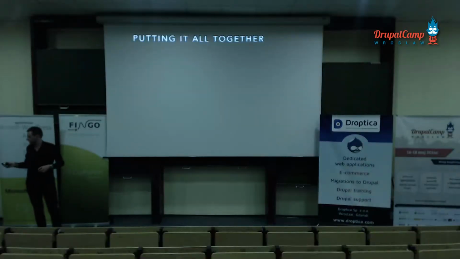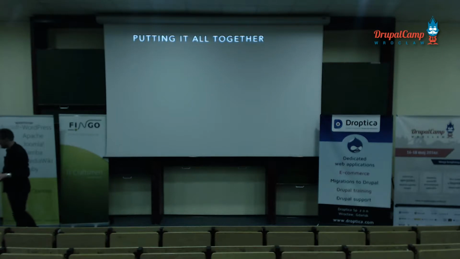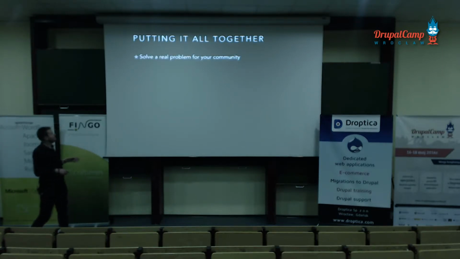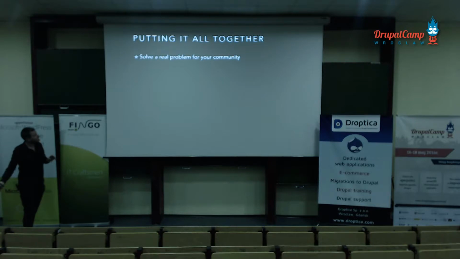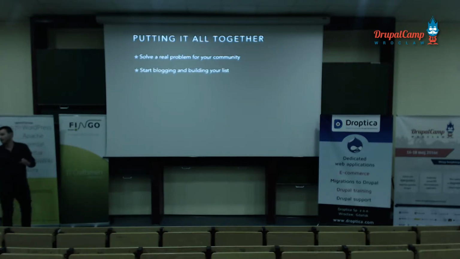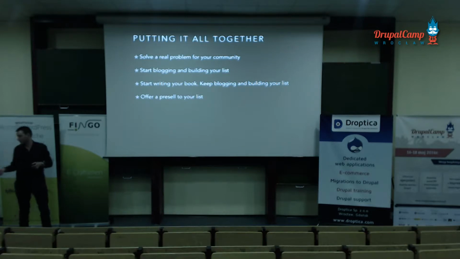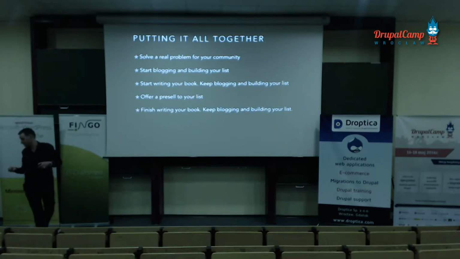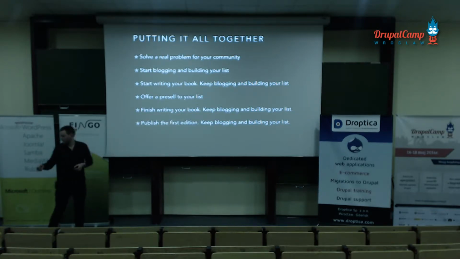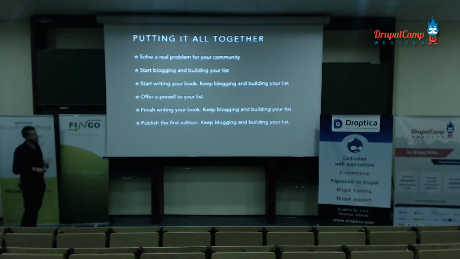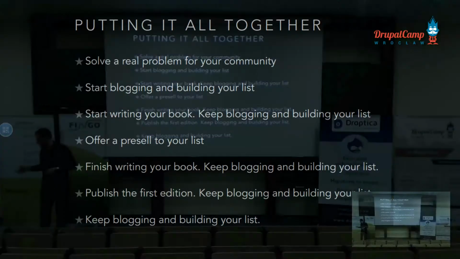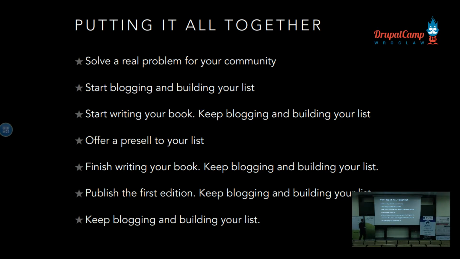Okay, so let's just put together all the things that we've talked about so far. First step, solve a real problem for your community. Start blogging and building your email list. Start writing your book. Keep blogging and building your email list. Offer a pre-sale to your list. Finish your book. Keep blogging and building your email list. Publish the first edition. Keep blogging and building your email list. And then, keep blogging and building your email list. You need to do this basically all the time.